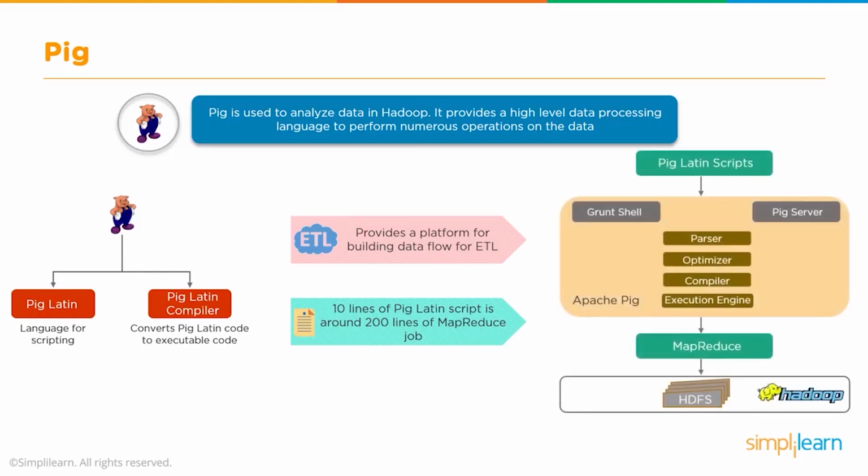And the Pig Latin scripts, they call it the grunt shell. I guess it goes with Pig because they grunt. You have your Pig server. You have a parser, an optimizer, a compiler, an execution engine. And that's all part of Apache Pig. And this then goes into the MapReduce, which then goes into the Hadoop file system. And you'll see Apache with a lot of these because Hadoop's under the Apache open source. So all this stuff you'll see under Apache with the name tag on there.